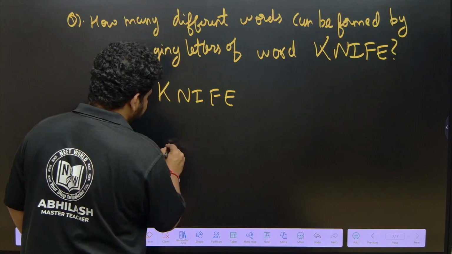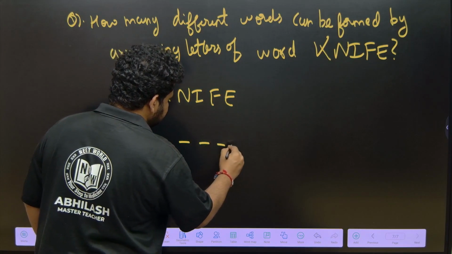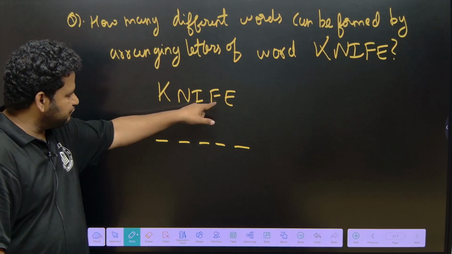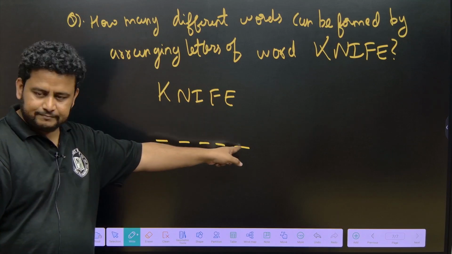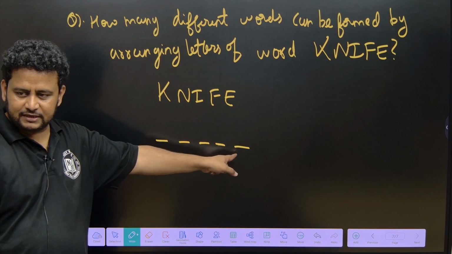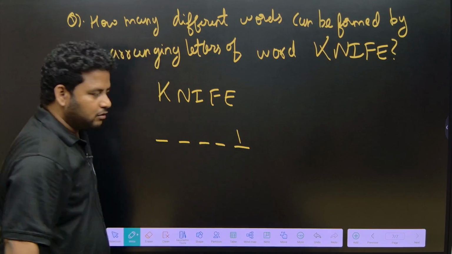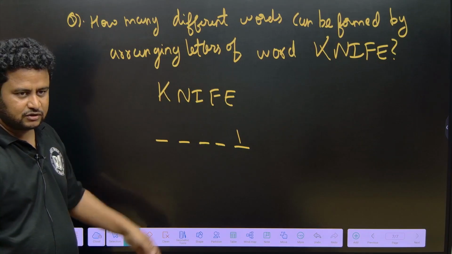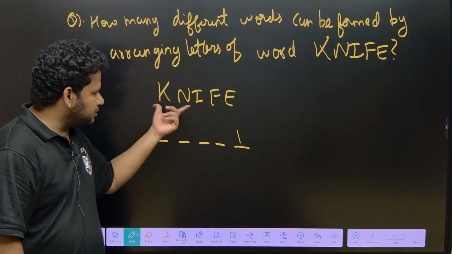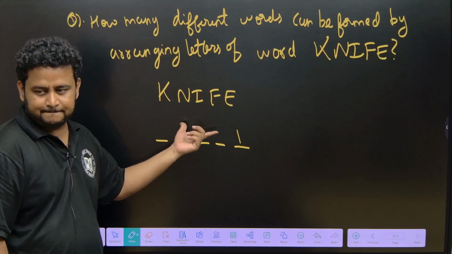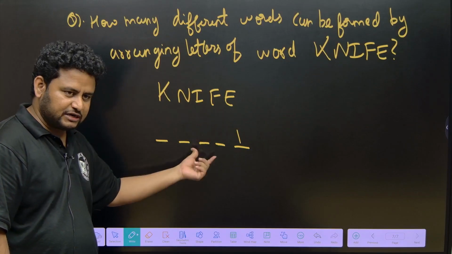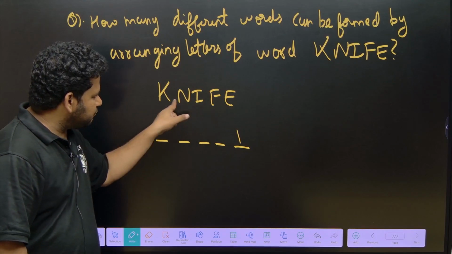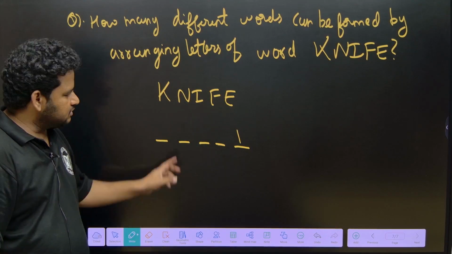So 1 2 3 4 5, how many spaces are there? 1 2 3 4 5, correct? Out of this, one of the letters will come here, so I will write 1. One is already gone, without repetition, here also without repetition, because only these letters you should use, no extras. Okay, one will come here. Remaining, how many are there? 1 2 3 4. So one will come here.